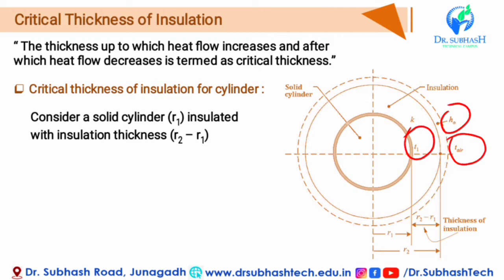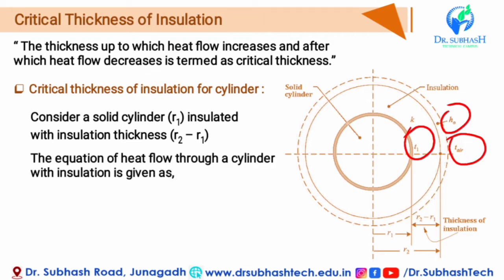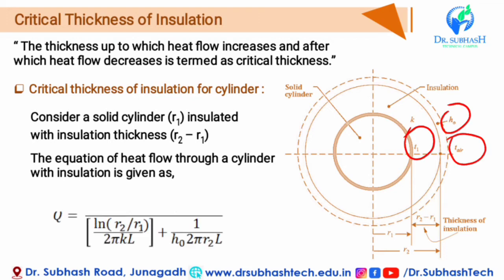So the rate of heat transfer through the cylinder with insulation is given, from Fourier's equation, as delta T divided by R_th total. So Q is equal to delta T divided by R_th total. Delta T is the temperature difference between the surface temperature T1 minus T air, divided by R_th total. The thermal resistance is, inside the bracket, ln(R2/R1) divided by 2 pi K L, plus 1 upon h0 into 2 pi R2 into L. That 2 pi R2 L is the surface area of the cylinder.